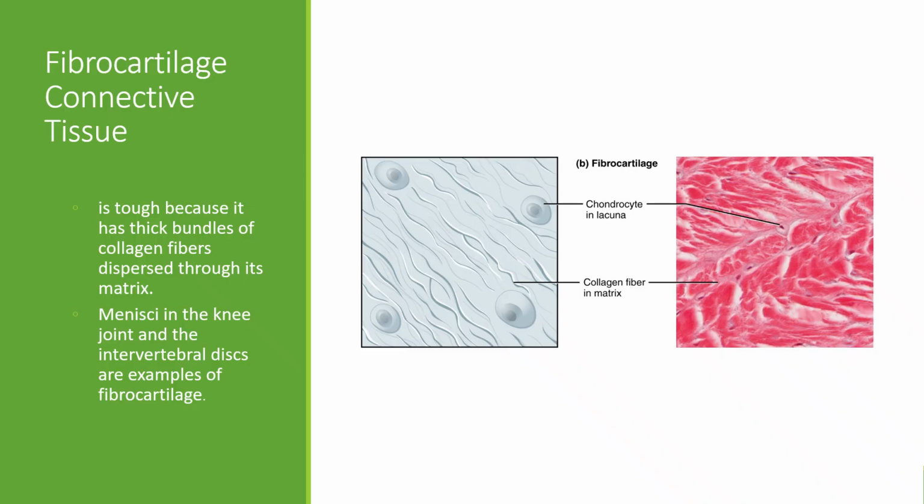Fibrocartilage connective tissue. This is the toughest of all of the cartilage connective tissues that we talk about. It has thick bundles of collagen fibers that are running all parallel to one another typically. The meniscus of the knee and the discs between your vertebral bones are examples of where you would find fibrocartilage, and you can see that in the picture. You can see the lacunae with the little chondrocyte sitting inside of it, and then you see all of the collagen fibers that are running parallel to one another, and they're all nice and organized, all going the same direction.